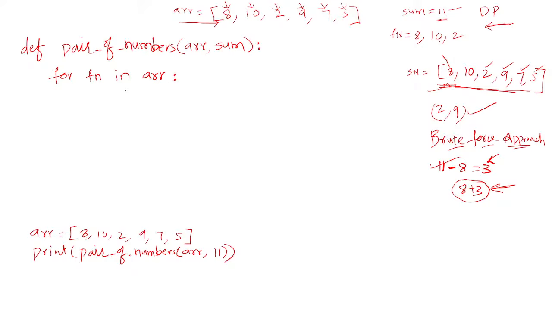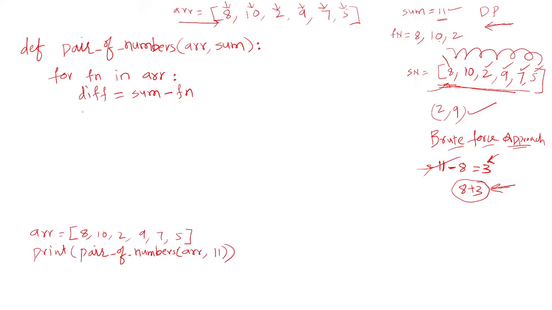So what we do is, we get the first number, then we'll try to find out this difference. We'll take a variable called difference. Difference is nothing but, since we already know the sum, the sum minus the first number. So 11 minus 8, 3 is the difference. Then you need to search in the array whether the number 3 is present in it or not.